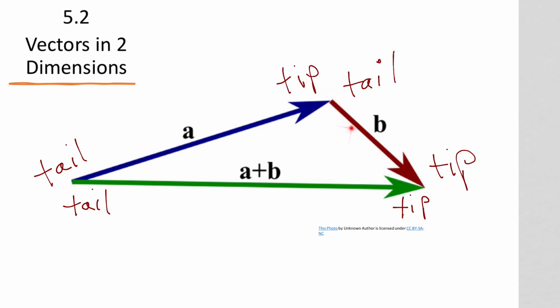All right, so then we're going to draw in A plus B, which starts at the tail of A and ends at the tip of B. This is the resultant vector A plus B. So this is the way that we would draw a vector diagram indicating the addition of vector A and vector B.